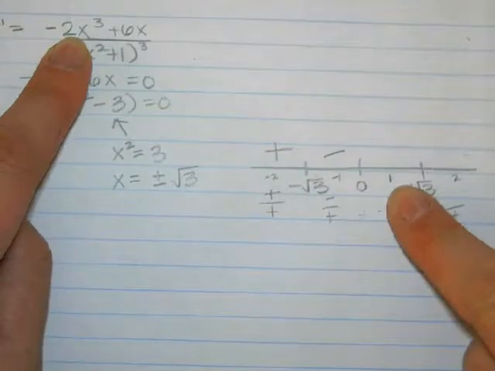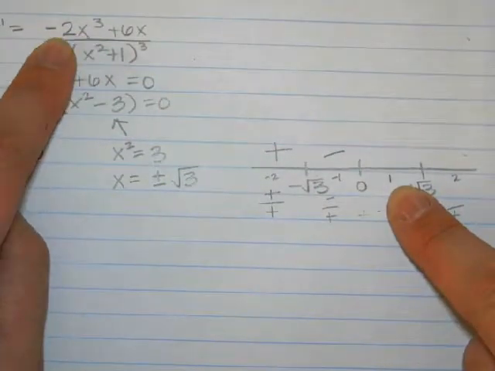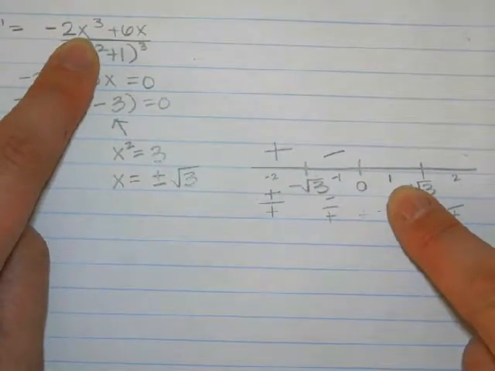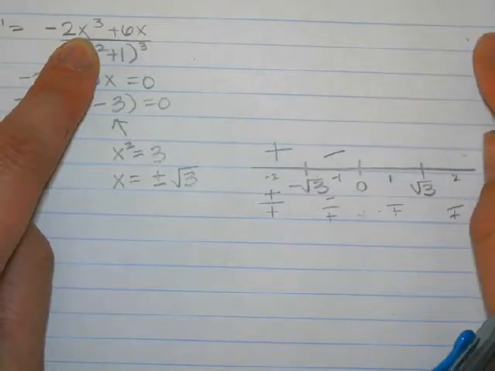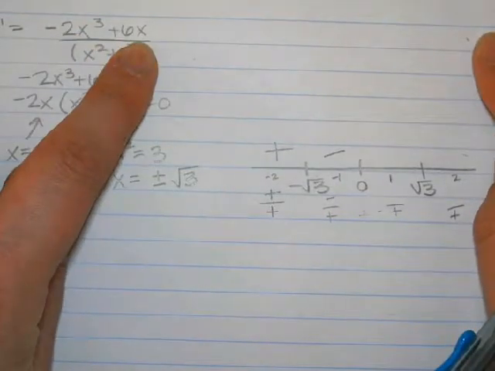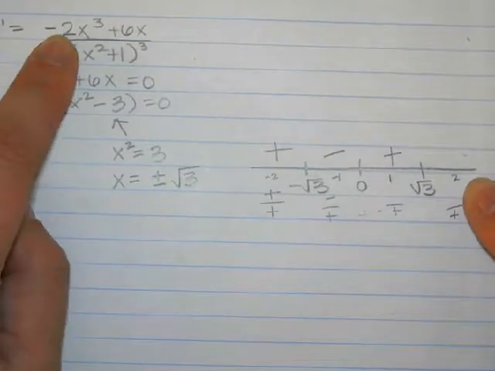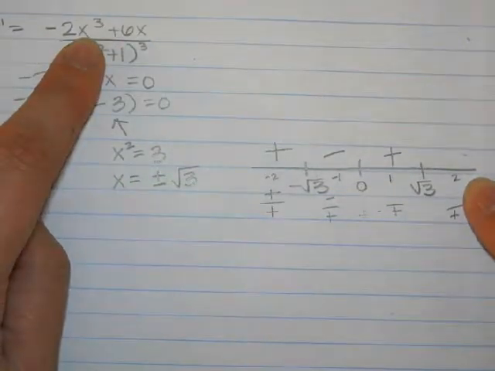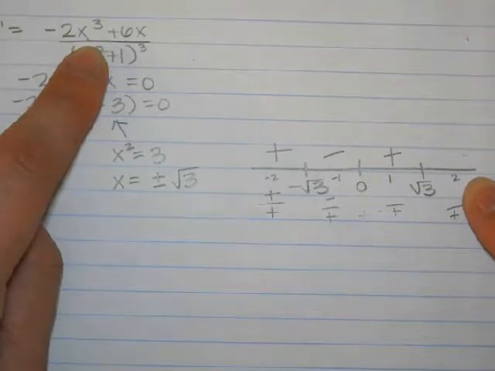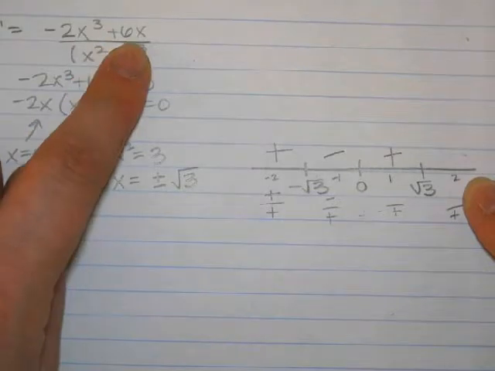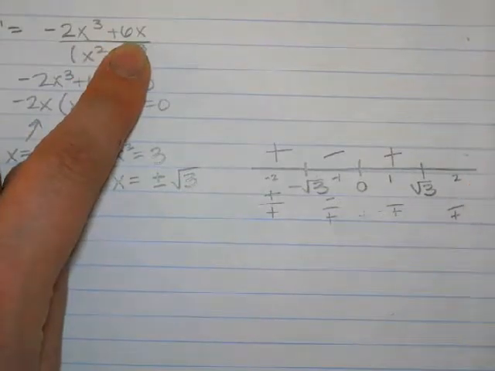Okay. If I plug in a positive 1, I have -2 times positive 1, which overall is -2. -2 plus 6, positive. Okay. And then a positive 2 would be -2 times 2 to the third. So -2 times 8, -16. -16 plus 12. Negative. Okay.